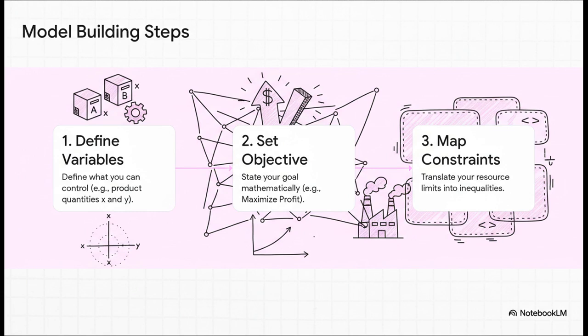Building any good quantitative model, it doesn't matter if it's for production or marketing or finance, it always follows these three logical steps. First, you have to define your variables. What can you actually control? In our case, that's the number of units of product A we make, we'll call that X, and the number of units of product B, which we'll call Y. Second, you have to state your goal, your objective. It's not just make money, it's to maximize profit, and we're going to write a specific function for that. And third, this is the real core of it, you have to map out your real-world limits as mathematical constraints.